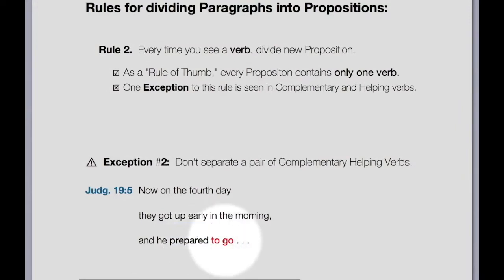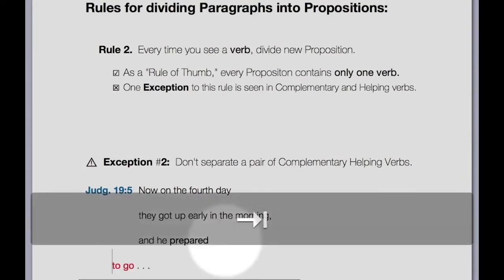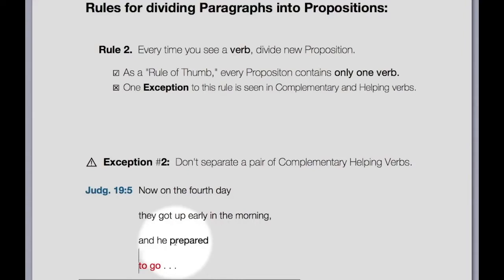But if I were to divide this as I would a normal proposition and say, and he prepared, then I see the verbal idea to go, and I slice it to a new line. All I have now is the proposition, and he prepared. That's a completely different sense than the scriptures had before. What did he prepare? What was he preparing? Well, he prepared to go. And so I have to put that complementary verb back because it's actually functioning as what we call a helping verb.